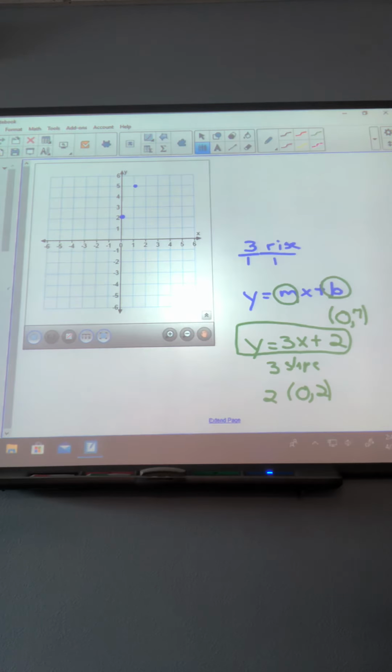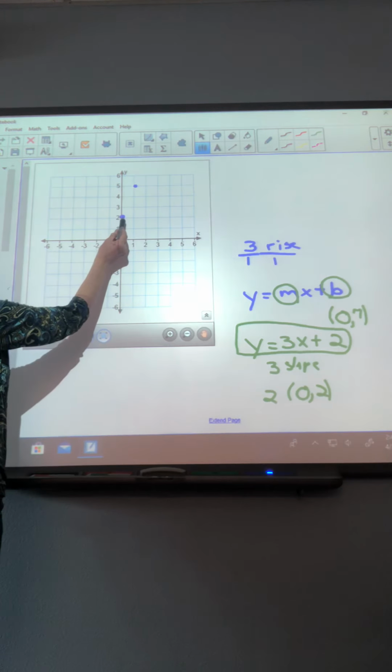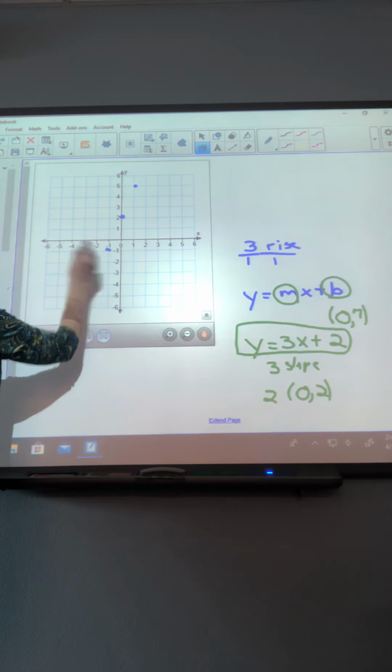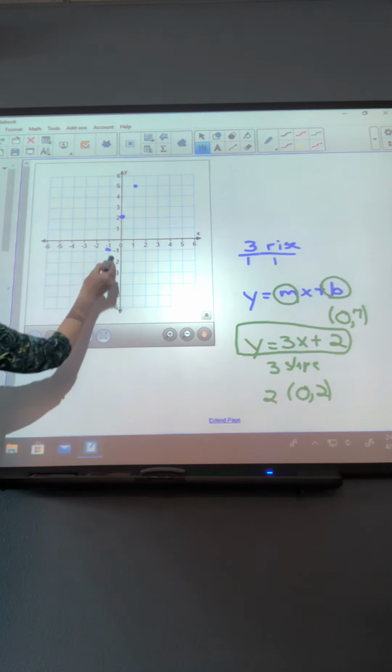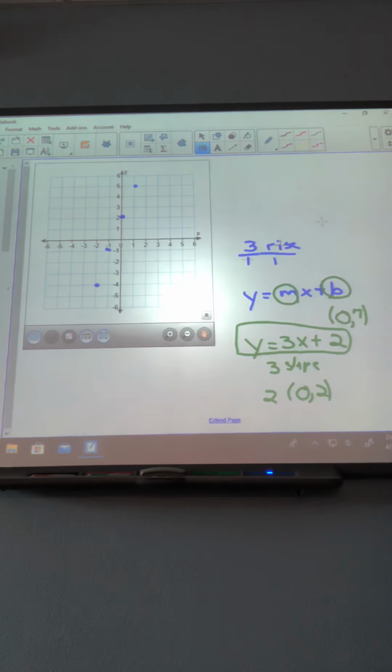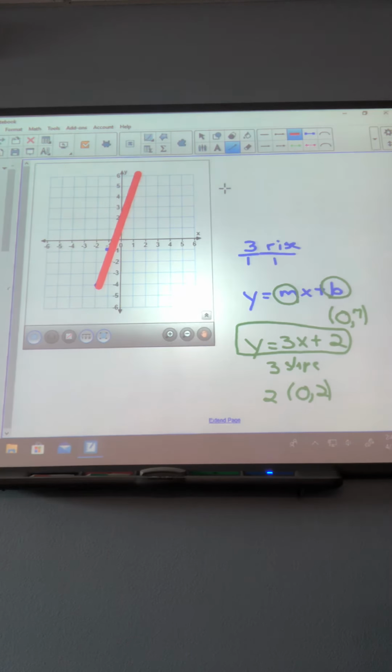I could find another point by using this first point, 0, 2, and I could fall 3, and then I could go to the left 1. I could find another point too. I could fall 3 more, 1, 2, 3, and then go to the right 1. So that I could graph this. And now I have my line, okay?